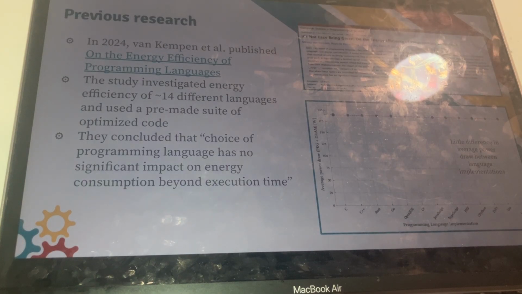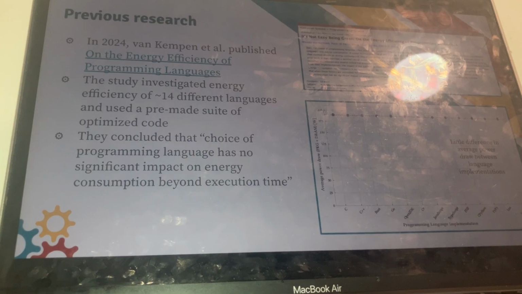So, some previous research on this. In 2024, Van Kempen et al. published on the energy efficiency of programming languages. This investigated the energy efficiency of around 14 different languages using a pre-made suite of optimized code. We can see their plot on the right here. There's little difference in the average power draw between the language implementations, which kind of supports their conclusion that the choice of programming language has no significant impact on energy consumption beyond execution time.